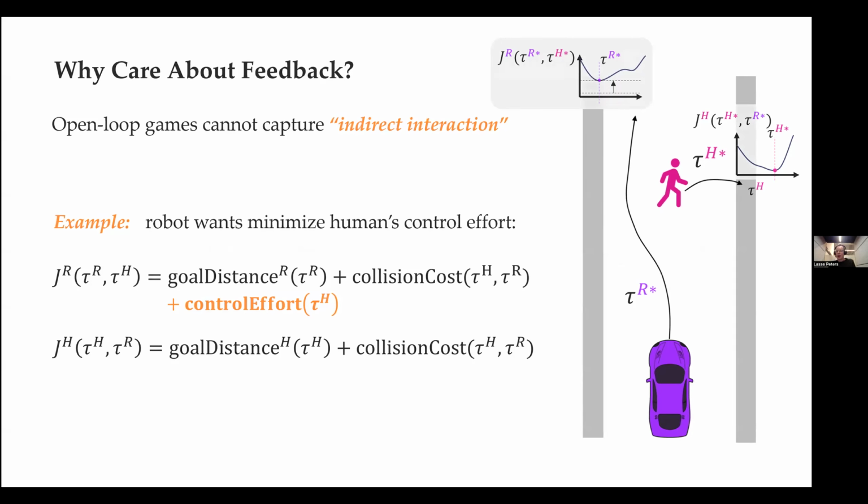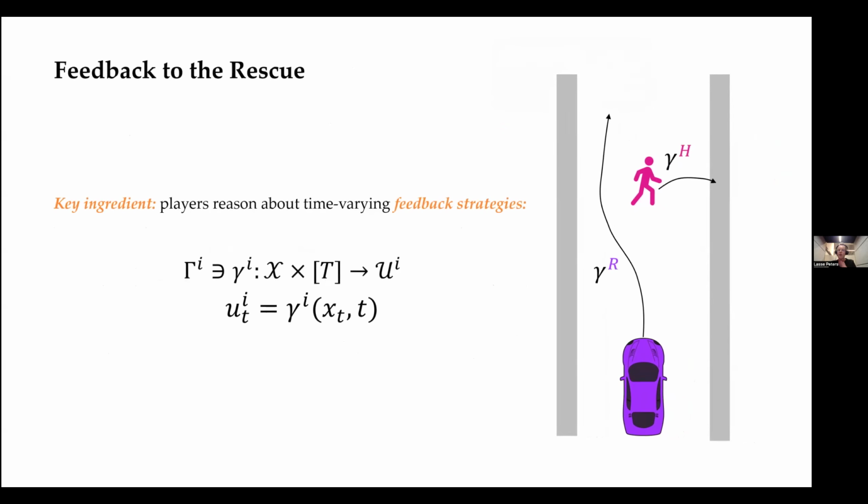And to fix this, we need players to explicitly reason about time-varying feedback strategies. So a feedback strategy is exactly what you expect. It's a strategy that we denote here by gamma, which maps the state and time to the player's control decision at that time step. So u_t^i is gamma^i of x_t and t.